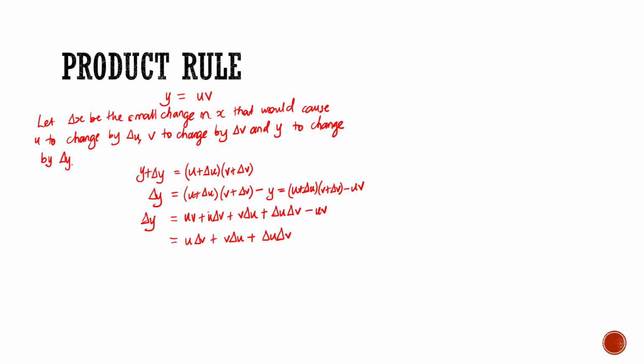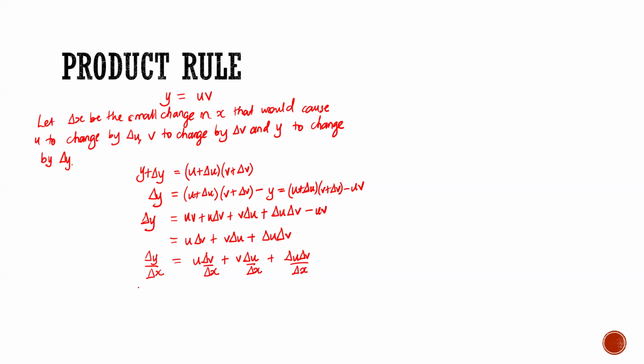Now what do we want? We want delta y out of delta x. So we can simply divide all through by delta x. Delta y out of delta x would be equal to u times delta v out of delta x plus v times delta u out of delta x plus delta u delta v out of delta x.